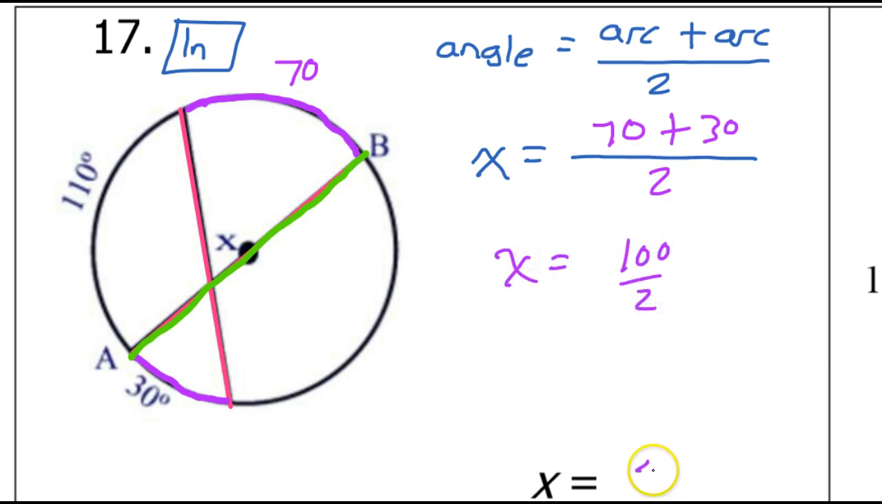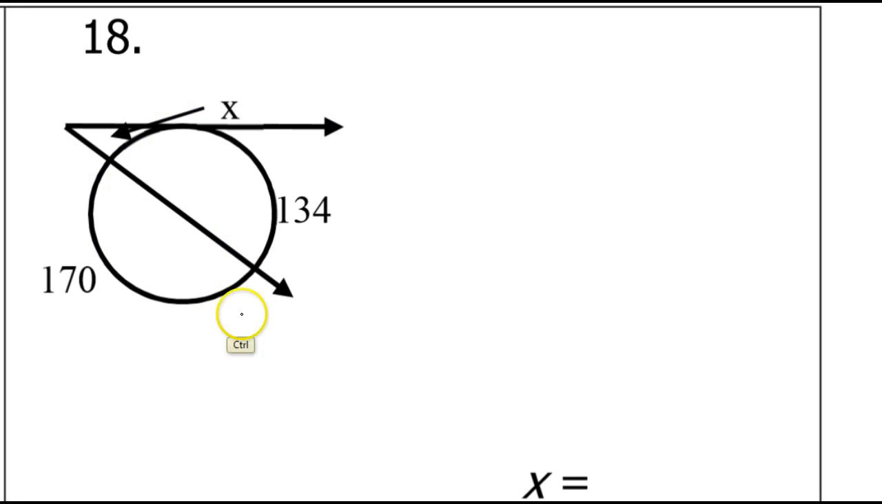So that's 50 degrees. Any questions about number 17? So for number 18, this angle is clearly outside the circle, out.